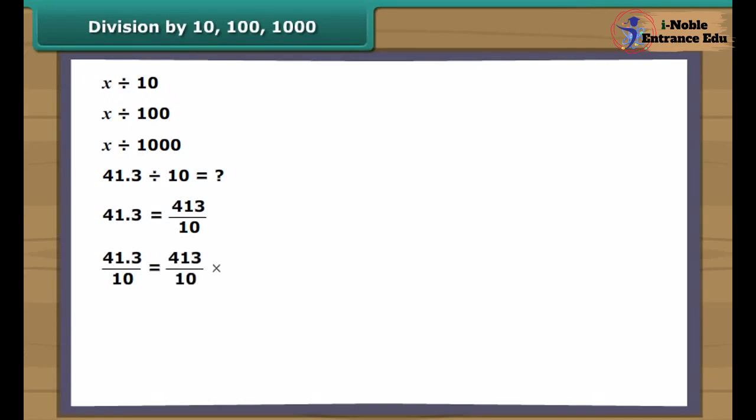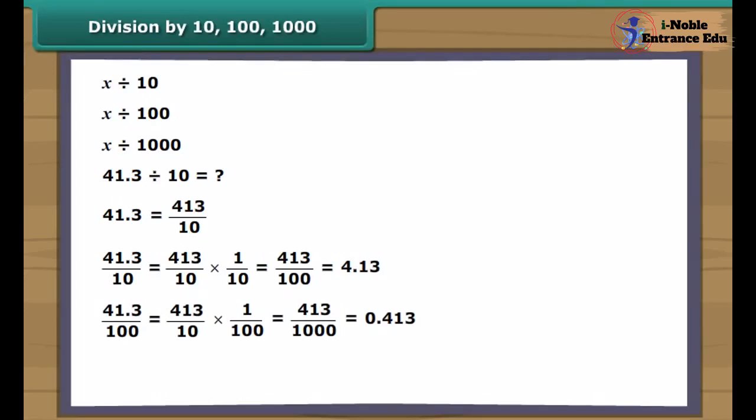Division by 10, 100, 1000. After multiplication, let us learn the division of decimal numbers by 10, 100 and say 1000. Let us find the answer for 41.3 divided by 10.